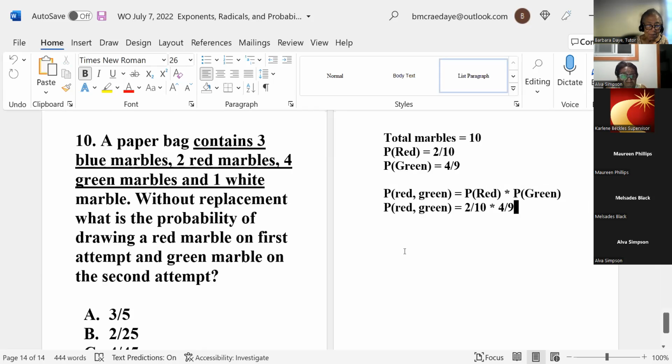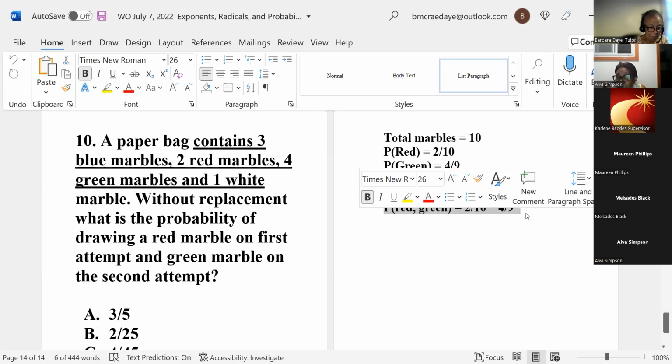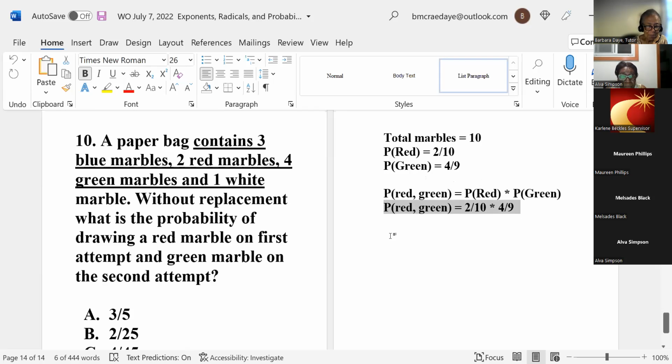Okay, what is that equal to, Maureen? 10 over 6 over 19. Oh, you're adding, you're supposed to be multiplying. So 2 times 4 is 8 over 90. Okay, so you got 8 over 90, and that's equal to what?